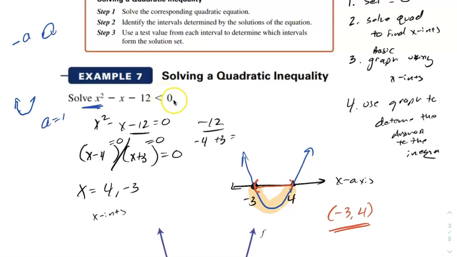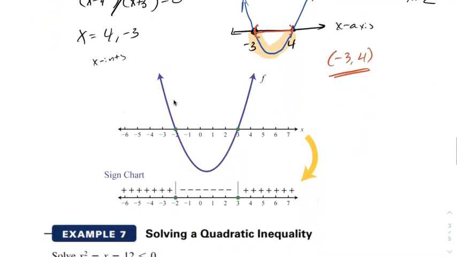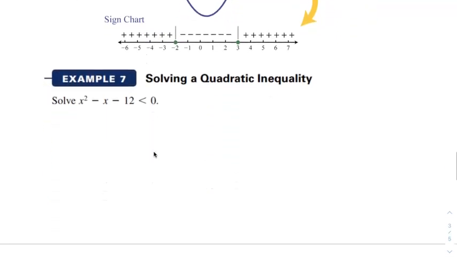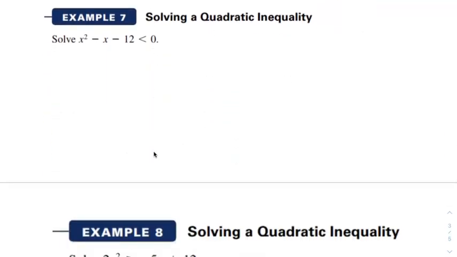Another super popular way is using a sign chart. You could also look at this graph as a sign chart. Everything left of my x-intercept is positive because it's above the x-axis. Everything between these two is negative because it's below the x-axis, and everything to the right of 4 is above the x-axis again, so it's positive. So this will give you the exact same answer. And we're going to do it one more time using a sign chart because some people prefer that. So we'll do way 2, the sign chart way.